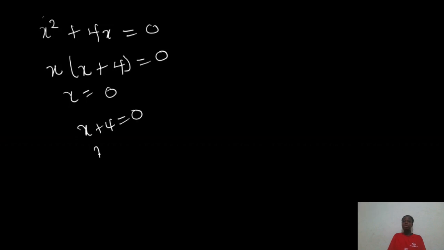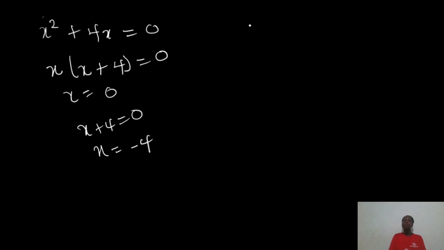Now from here, we see x here, we see x squared here. So we can say that the common factor here is x. Now if we bring x out from here, we are left with x here, then here we are left with 4. So equal to 0. So now from here, we can say that x is equal to 0 and x plus 4 is equal to 0, which implies that x is equal to negative 4. So let's put x is equal to 0 and x is equal to negative 4 into this equation to see if we are going to get 0.